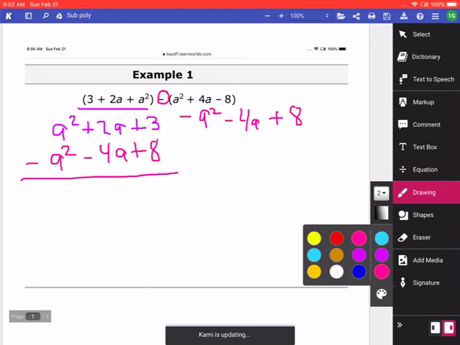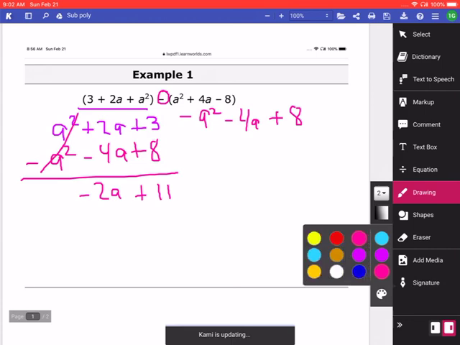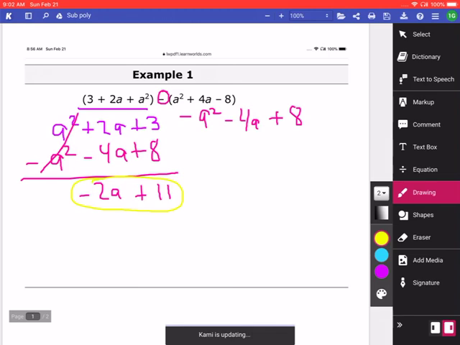So 8 plus 3 is 11. So you're going to have a positive 11. And you've got a negative 4 and a positive 2. So you're going to have a negative 2a. And then a squared take away a squared is just going to eliminate that. So you're not going to put anything down. So negative 2a plus 11 would be your answer.